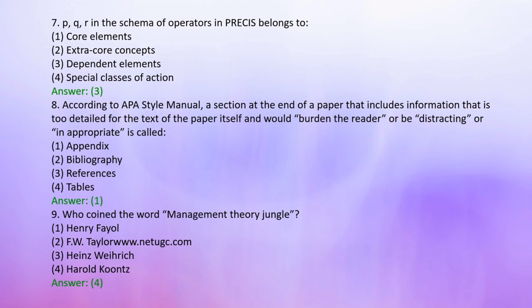Number 8. According to APA style manual, a section at the end of a paper that includes information that is too detailed for the text of the paper itself and would burden the reader or be distracting or inappropriate is called 1. Appendix, 2. Bibliography, 3. References and 4. Tables. And correct answer is 1. Appendix.